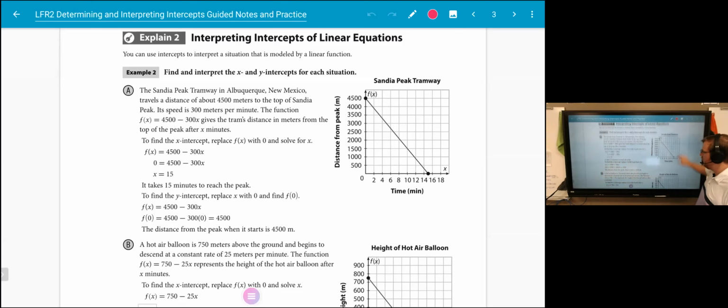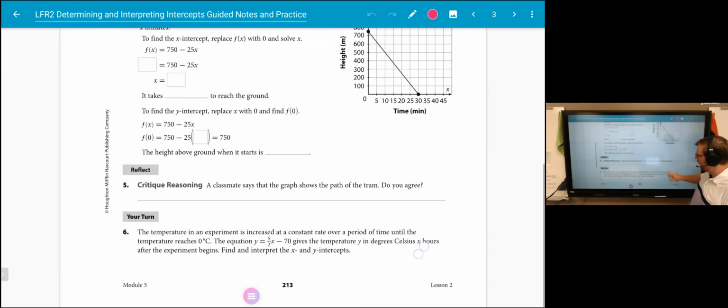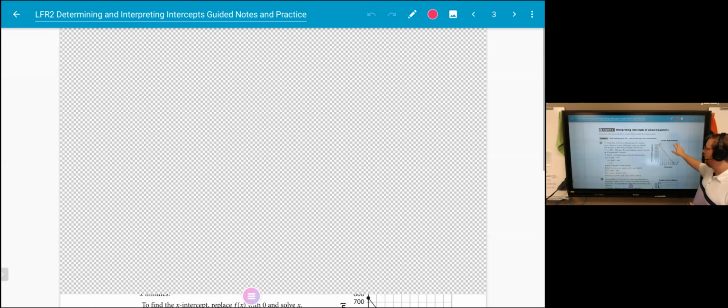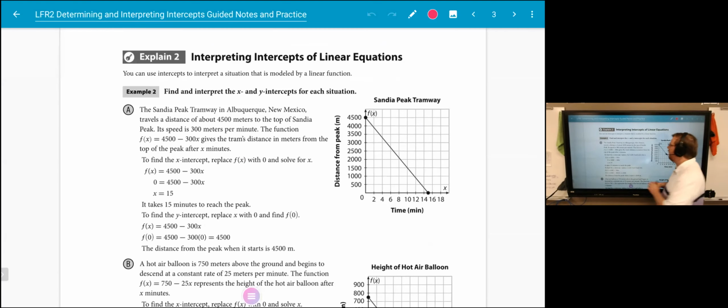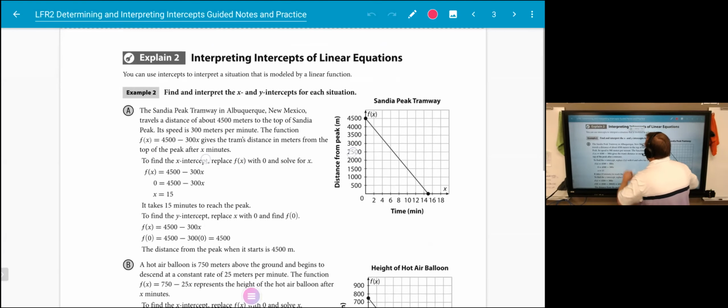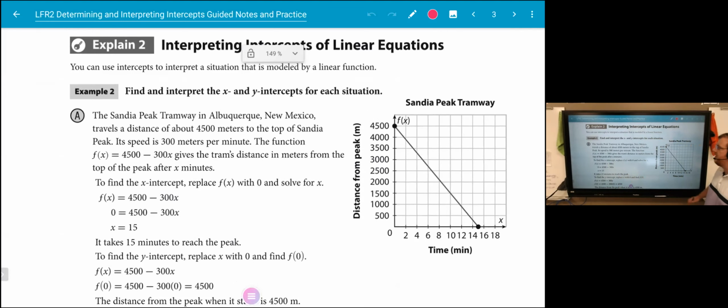This is explained, if you're looking at the bottom, on page number 213. We're gonna start at the top though, because that's what we do most of the time. It says you can use intercepts to interpret a situation that is modeled by a linear function. Linear, keyword in there. It's that whole line business, right? And function. Keep this in mind for just a second because we're going to talk about that.